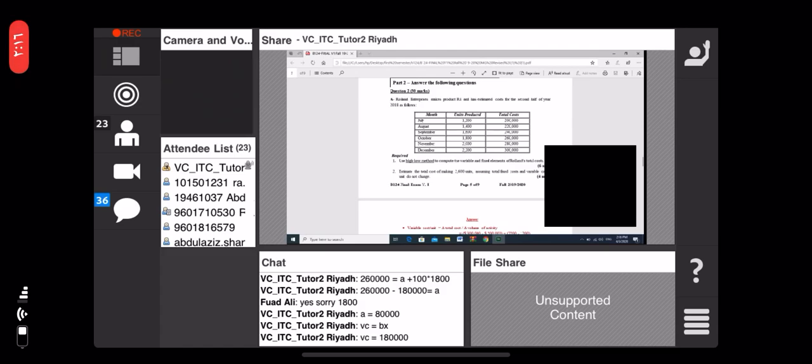So you know the variable cost, it depends on the level. Okay, variable cost, it is not fixed. It depends on the level. But fixed cost for each month, it will be 80,000. But variable cost, it will be different. Okay. So now we will go to required number 2.